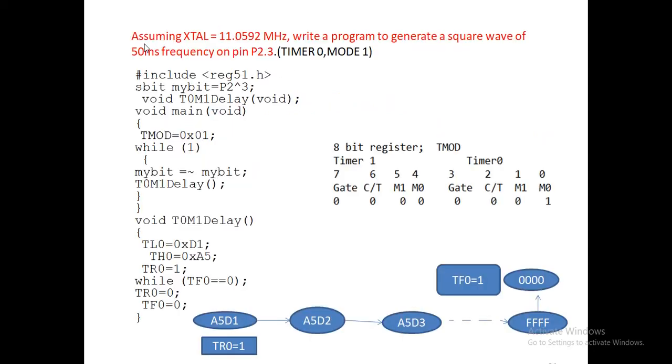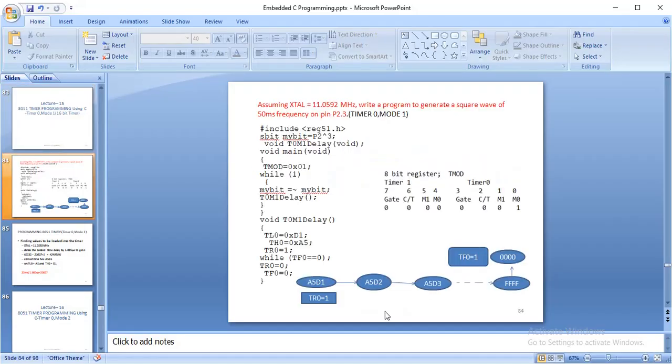This is a program assuming the crystal oscillator frequency that we are feeding in between the 18th and 19th pin of the 8051 microcontroller. What is the crystal oscillator frequency we are using? 11.0592 megahertz. Write a program to generate a square wave of 50 millisecond time period on pin P2.3. We are using timer 0 mode 1, so this is a 16-bit timer. So this is our objective.